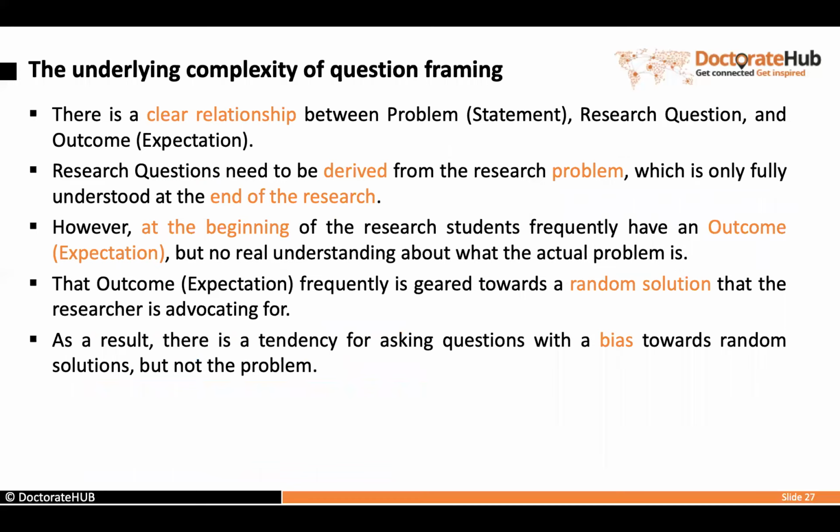And this is exactly the relationship between problem, research question, and outcome expectation. And the tricky thing here is that at the beginning of the research, the outcome expectation of what you want to achieve with your research is much clearer to you than the problem. And therefore, questions are always biased towards the solution rather than the problem. However, being aware of this might allow you to take out such bias.